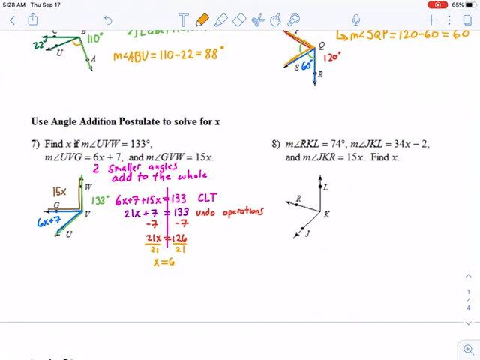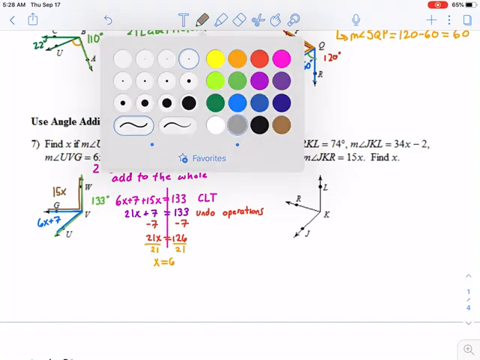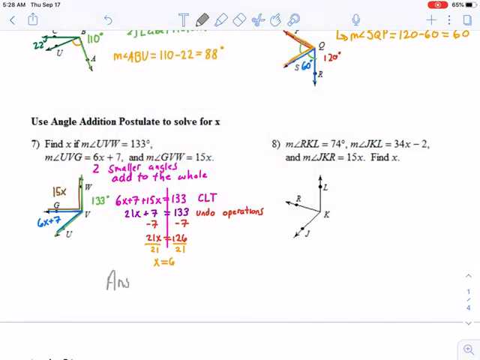Alright, and remember the last part, very important, we want to answer the question. Alright, it told us to find x, that's what we did. Make sure it's not telling you to plug it in, so we're done. X equals 6, that's the final answer.